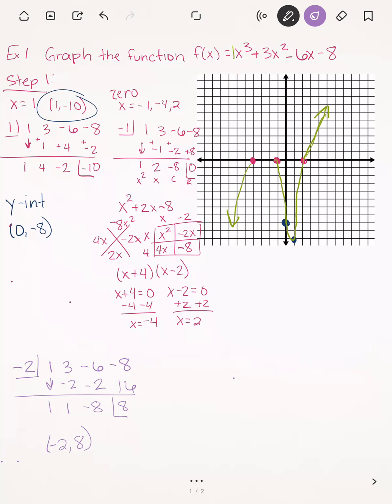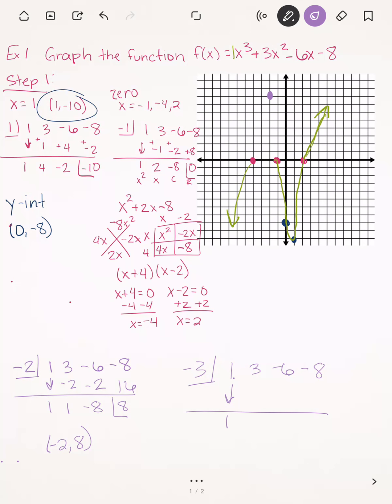So I'm going to plot that. -2, +8. 1, 2, 3, 4, 5, 6, 7, 8. So I have a point here. I'm going to repeat the process, but now I'm going to use -3. So I have 1, 3, -6, -8.